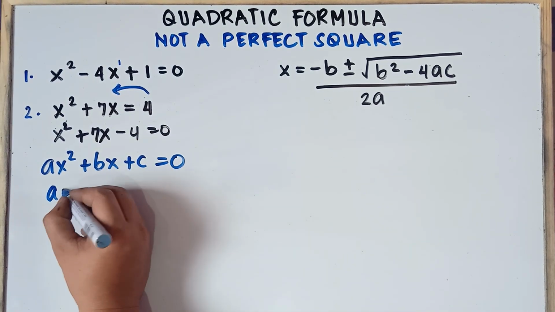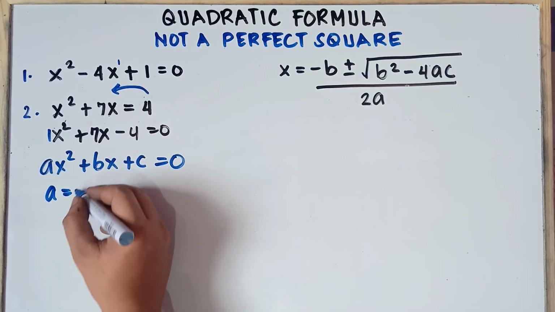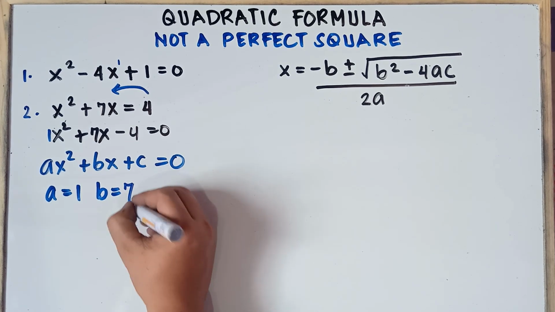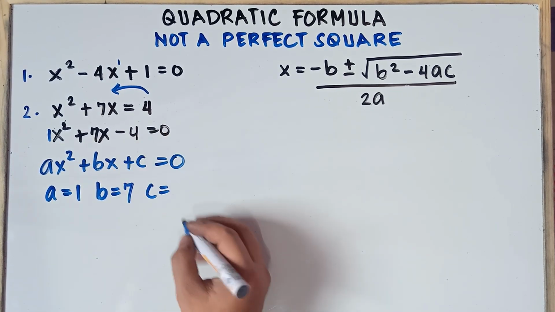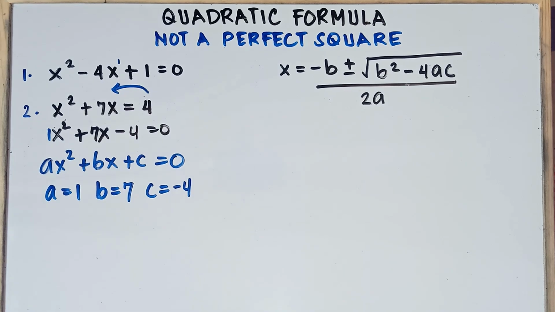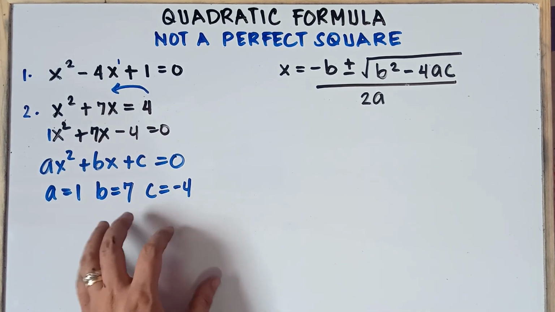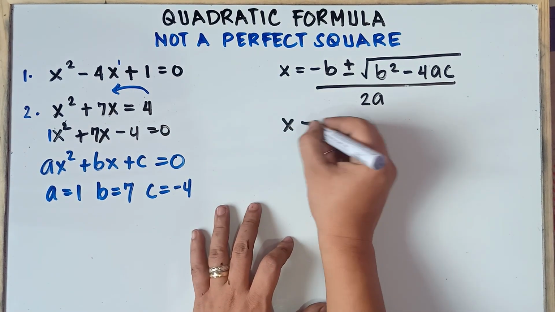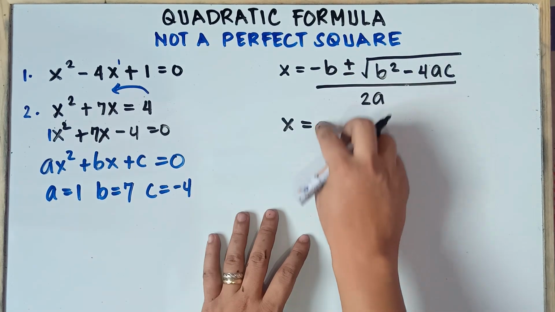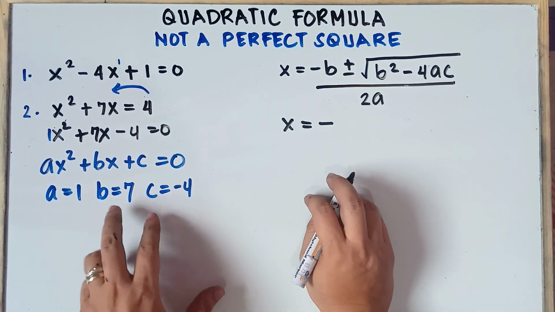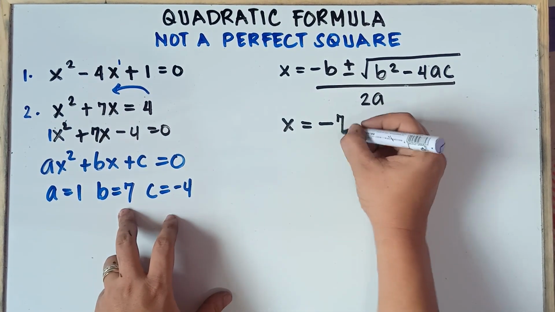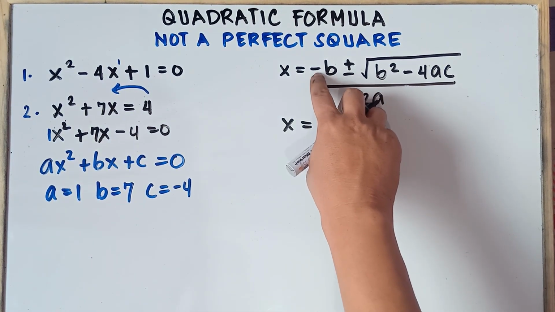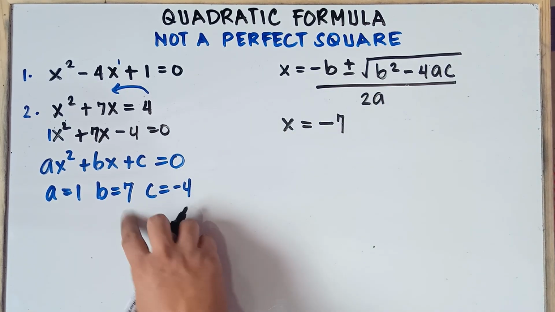So our a is beside x squared, understood that there's 1 here, our a is 1. Our b is beside x, that would be 7, and our c is the constant, that's negative 4. Alright, so simply substitute the values of a, b, and c in this equation. So copy x, copy equal sign, then copy minus sign, and the value of b is 7, so minus 7. Once again, this minus sign came from our equation, minus, then our b is 7.